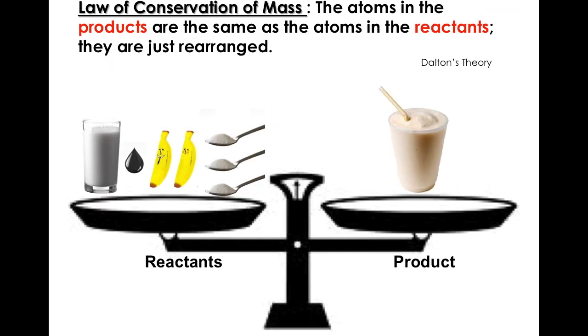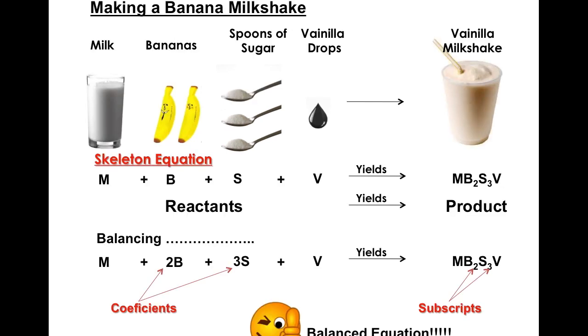Law of conservation of mass. The atoms in the products are the same as the atoms in the reactants, and they are just rearranged. This comes from Dalton's theory. An example for this: suppose that you are making a banana milkshake, in which you're using milk, bananas, spoons of sugar, vanilla drops, and finally you got your vanilla milkshake.